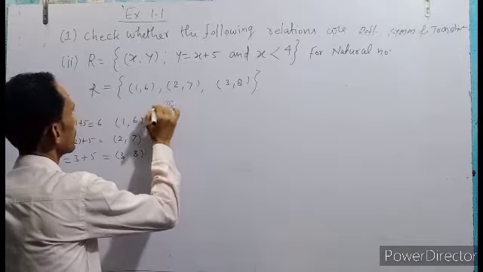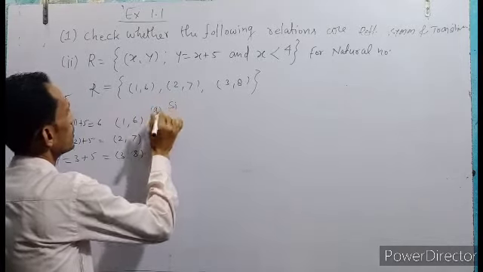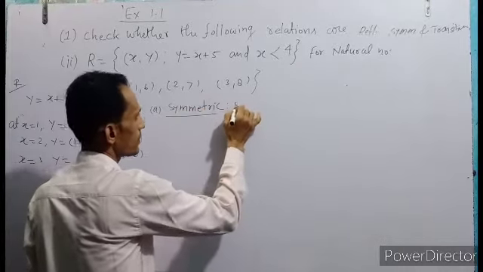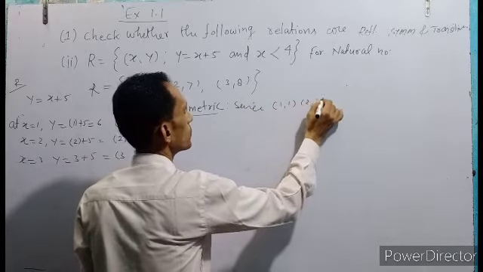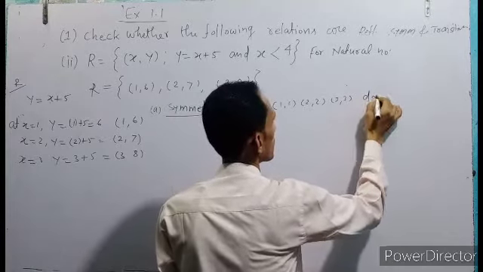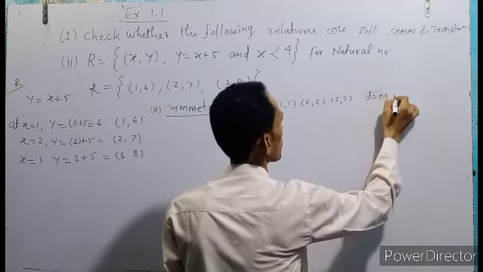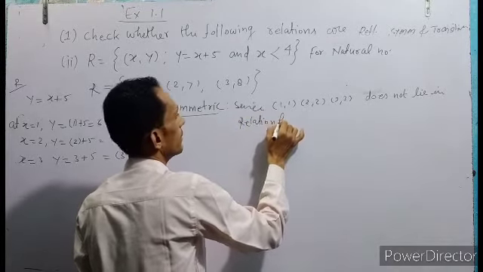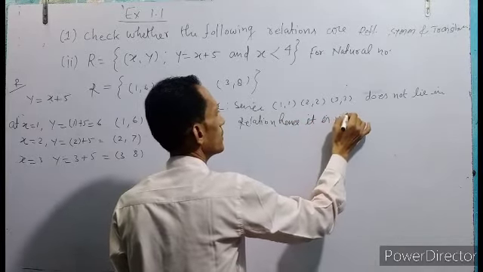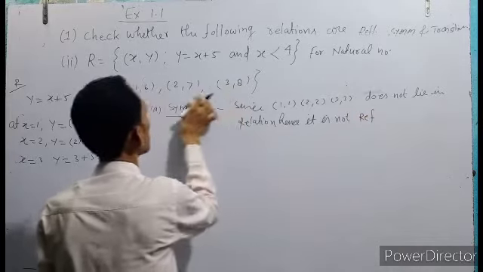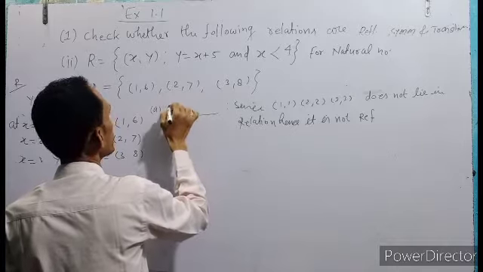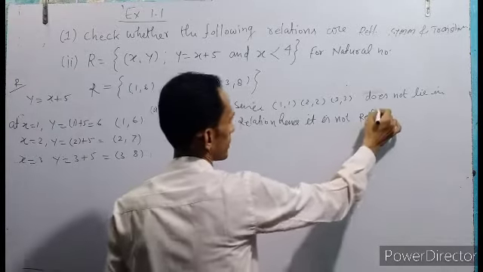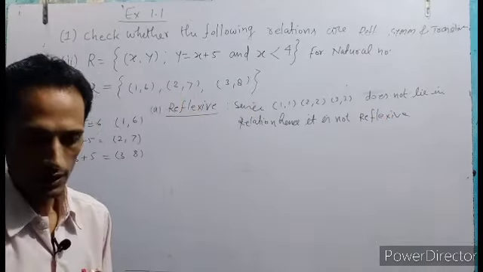What can we write here? Since (1, 1), (2, 2), (3, 3) do not lie in the relation, hence it is not reflexive. Is that clear? Okay, come to the next one.